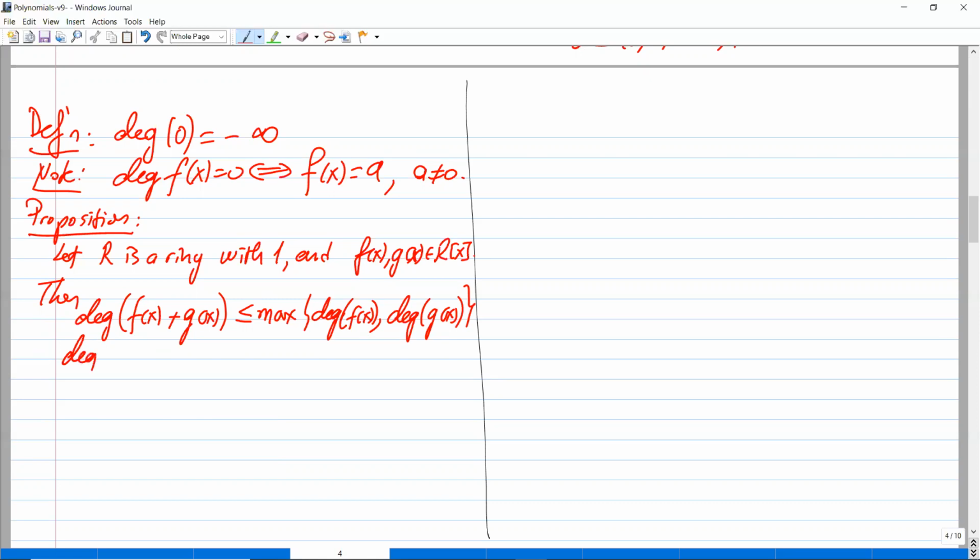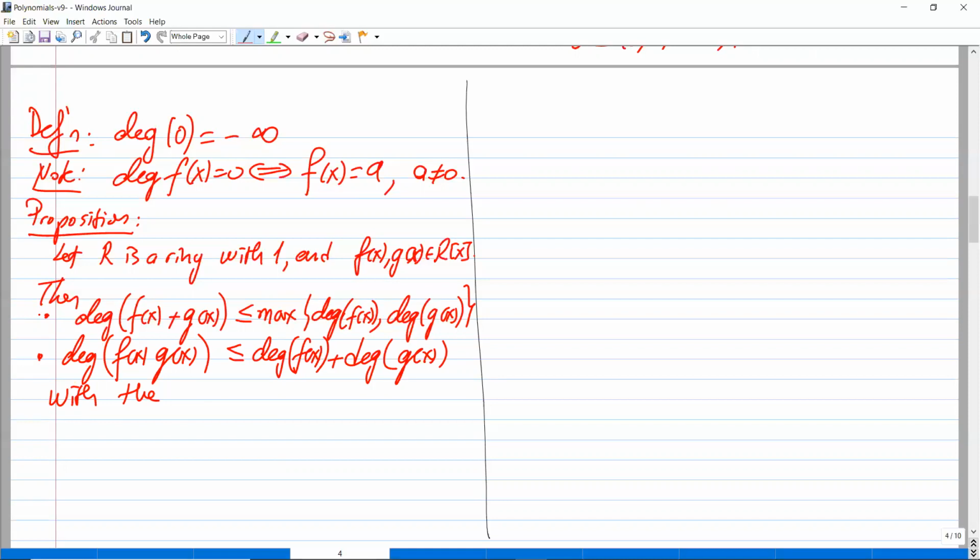And the second, the degree of f(x) times g(x) is less than or equal to the degree of f(x) plus the degree of g(x). So it may not be equal. Let's say this is A, and this is B. Equality in B holds if R has no zero divisors. So if R has zero divisors, the degree of f times g might be smaller. I will give an example of this.